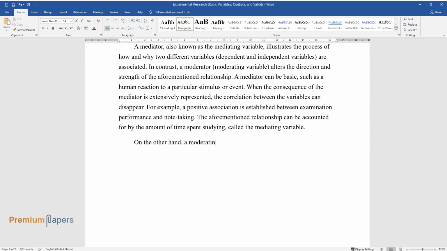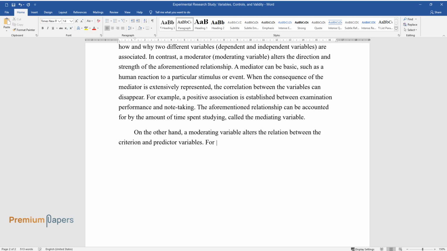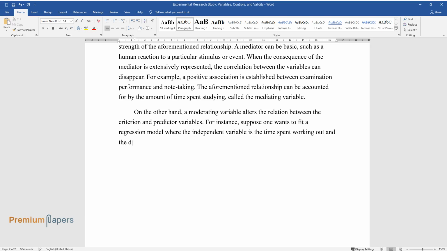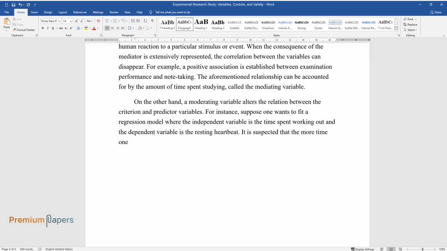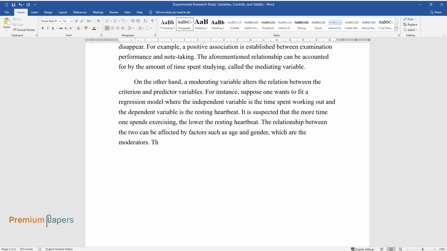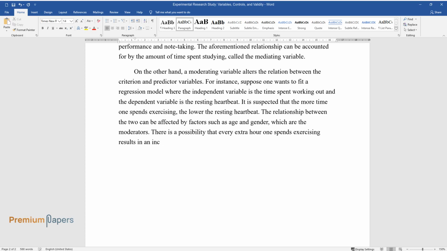On the other hand, a moderating variable alters the relation between the criterion and predictor variables. For instance, suppose one wants to fit a regression model where the independent variable is the time spent working out and the dependent variable is the resting heartbeat. It is suspected that the more time one spends exercising, the lower the resting heartbeat. The relationship between the two can be affected by factors such as age and gender, which are the moderators. There is a possibility that every extra hour one spends exercising results in an increased drop in the heart rate among men compared to women.